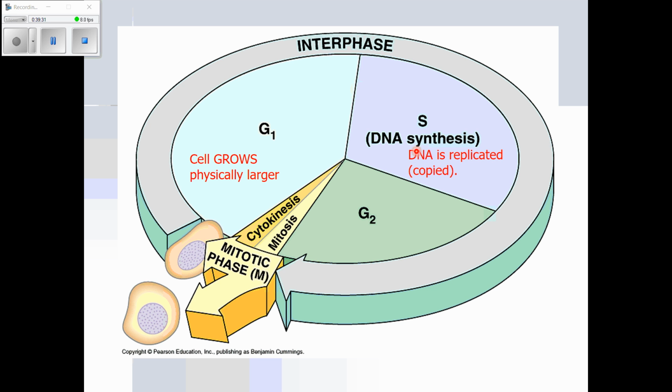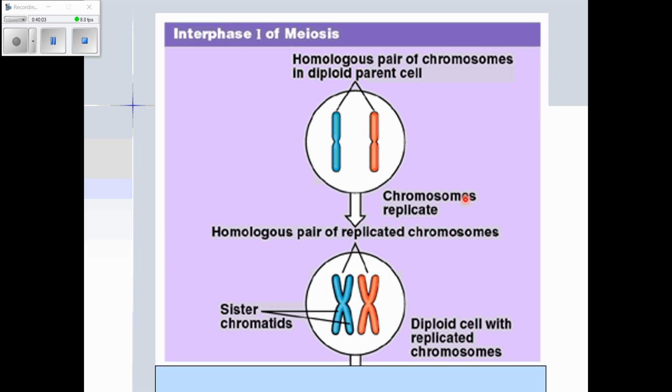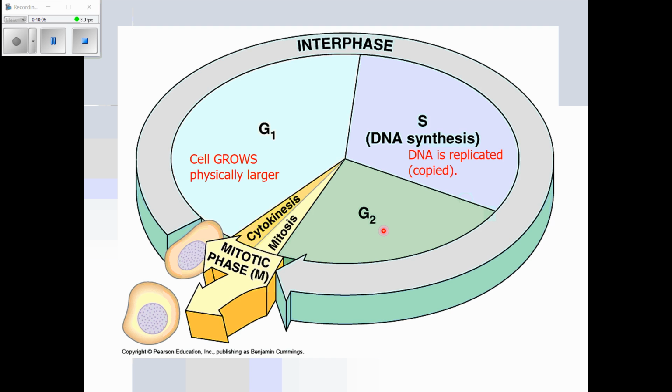So the cell is not growing as rapidly during the S phase. Remember, it did most of its growing during G1. Instead, the focus during S is making a copy of all of the DNA. So by the time the cell reaches the end of S, that cell actually has twice as much DNA as when it began the S phase. The DNA is literally doubled as it is copied during S. Next comes the G2 phase.